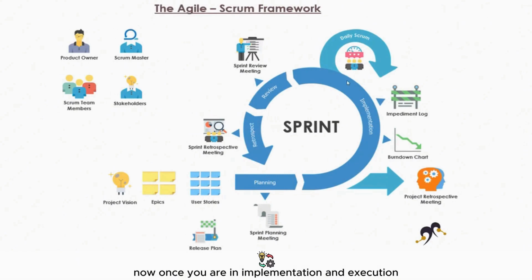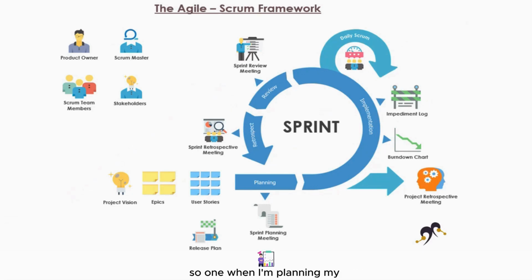Now, once you are in implementation, in execution, you will be running daily Scrum meetings or daily stand-up meetings, we call it. And then you will have certain impediments which you will be discussing with the team. And based on these impediments, are we on track or are we not on track? So how can a tool assist me to do this whole best practice in a very, very easy manner? This is something I will show you right now.